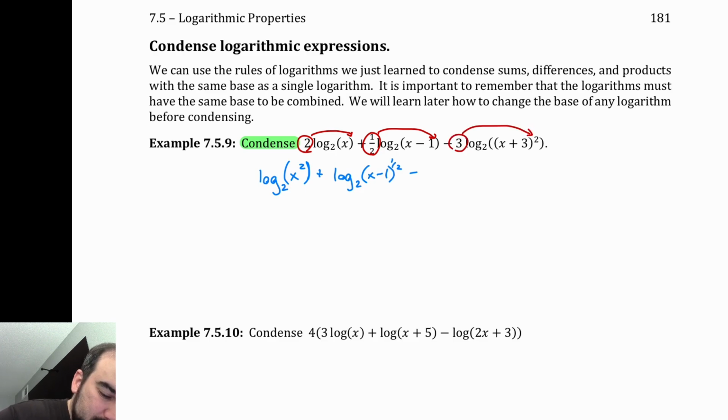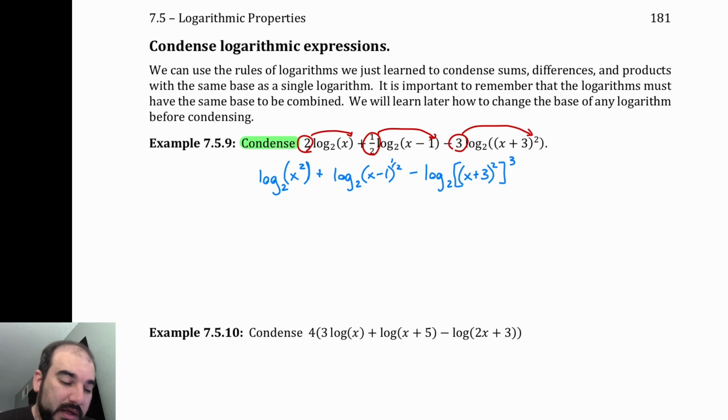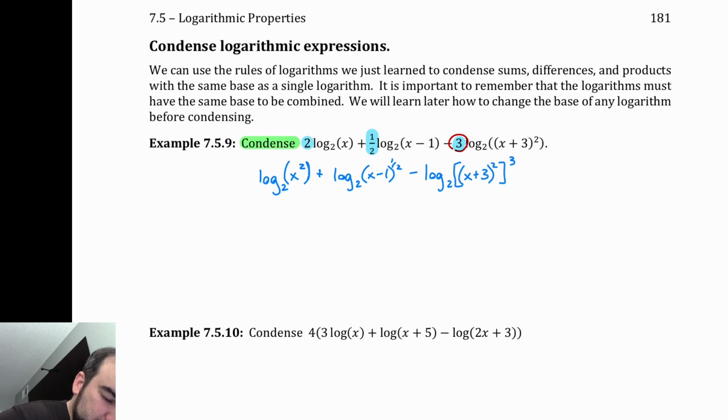That'll be log base 2 of x plus 3 squared, and then that's raised to the third power. So that's where the 3 goes. Right, so I have this 2, this 1/2, and this 3, which are now exponents in the next step.